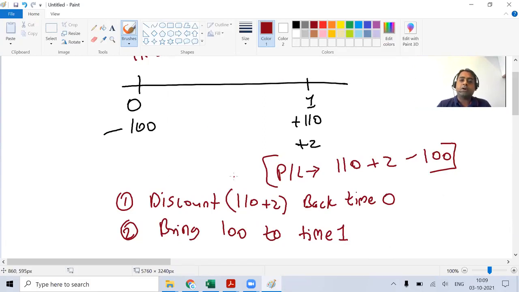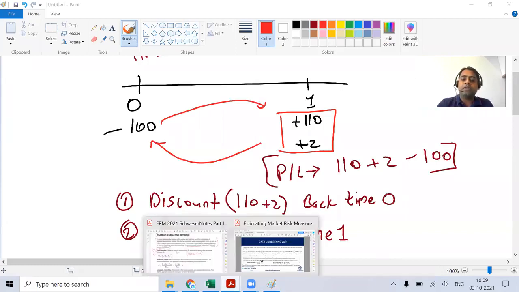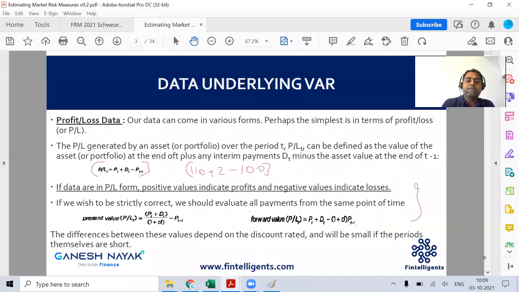Okay, now let us talk about this example. The first method that I said is about this 110 plus 2, bringing it back over here. The second method is bring this 100 over here. I'll go back to the content which is available in the GAR book and I will try to highlight that part.